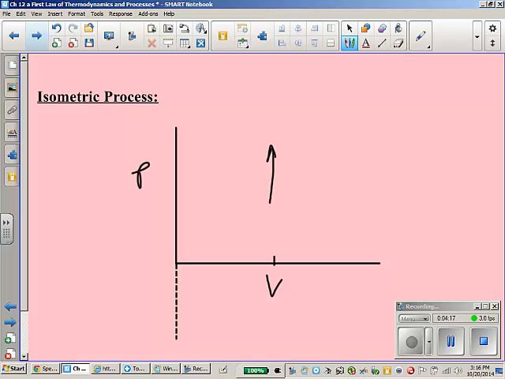The gas undergoes a change in pressure and a change in temperature, but there's no change in volume. Therefore, the area under the curve is 0. So the graphical interpretation is kind of nice.